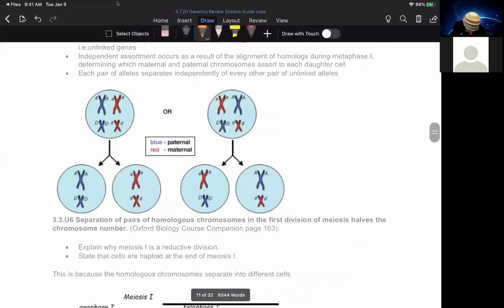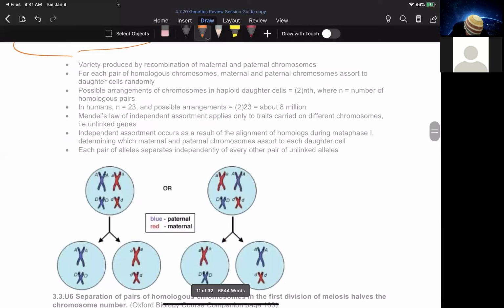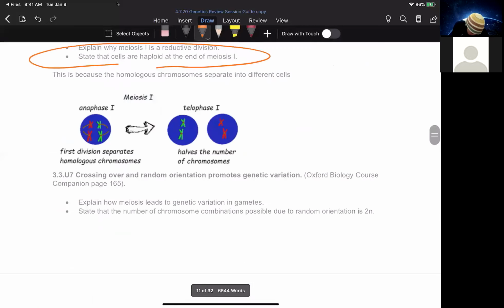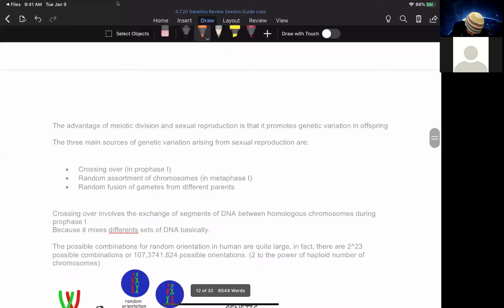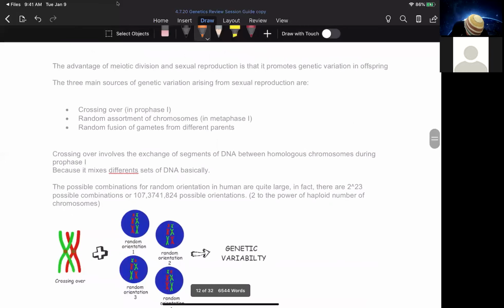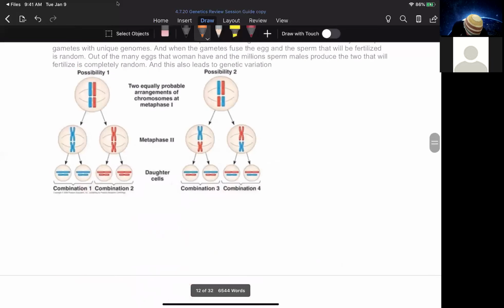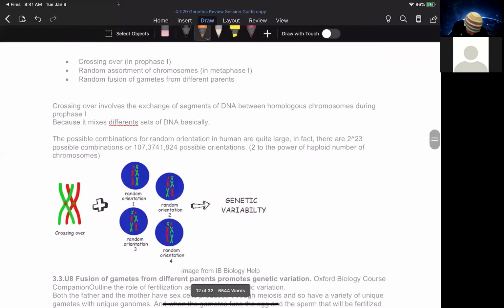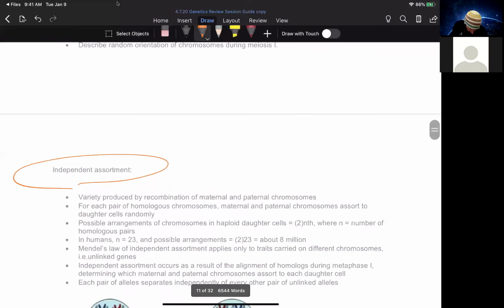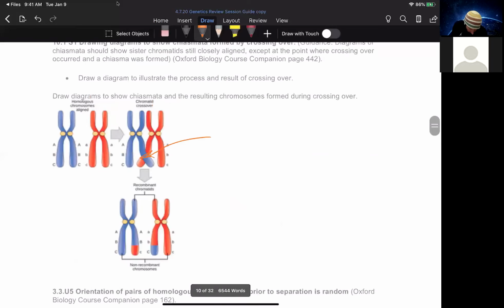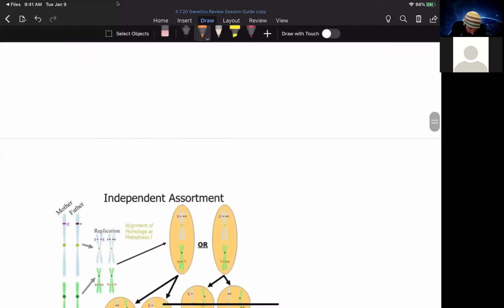Explain why this is a reduction division. This explains it really well here, I think. Where is that? I actually think it's down here. Oh no, it's up here in anaphase 1. But I would just go over meiosis. I mean, do you have specific questions?